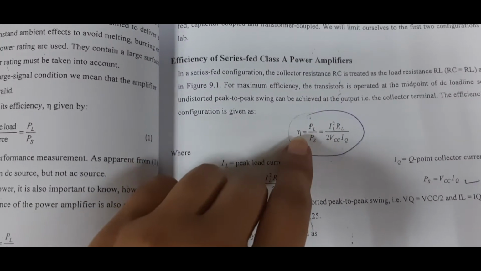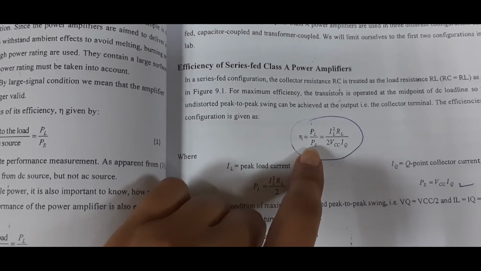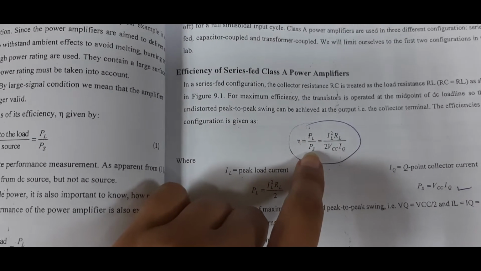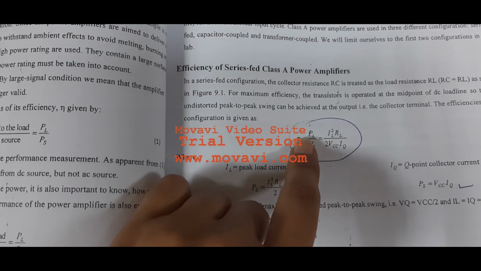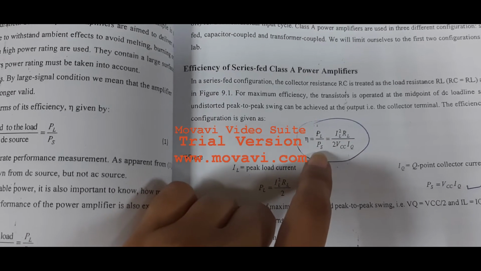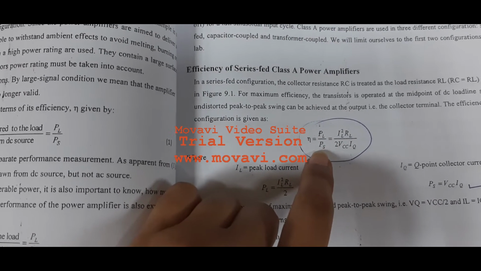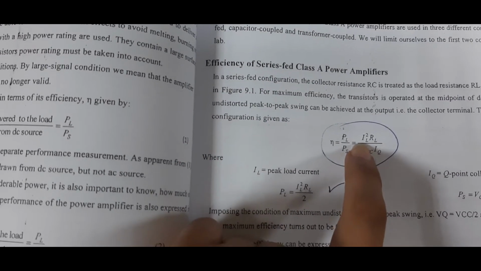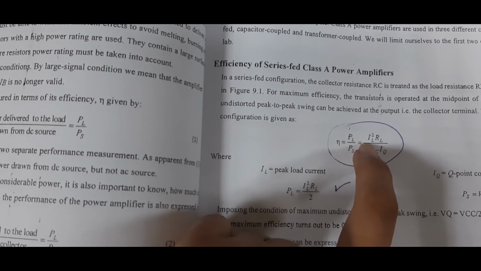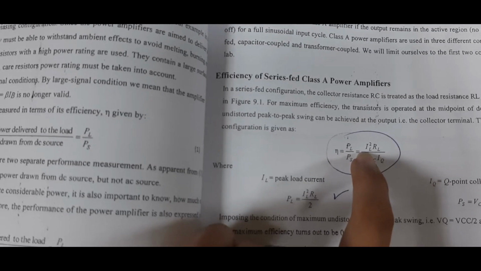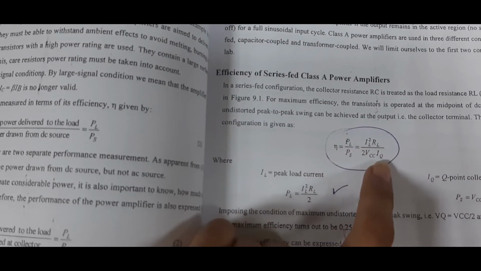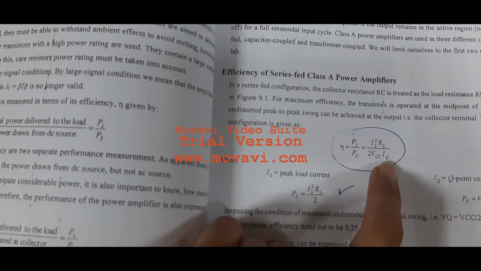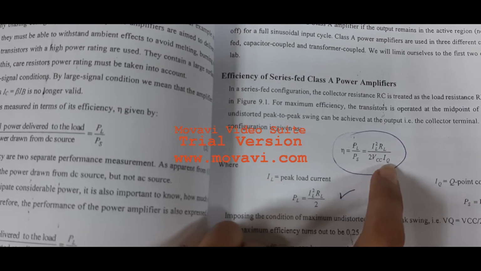The lab process is about calculating the efficiency of the series fed class A power amplifier. According to this formula, the efficiency of the class A amplifier is given by PL divided by PS, where PL is the output power across the load, and PS is the power delivered by the DC source. Here we have to calculate the load current IL across RL when the AC input is applied, and IQ is the amount of DC current that flows through the resistor RL.